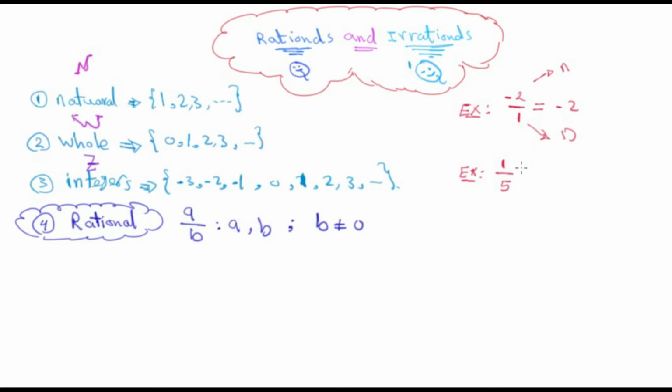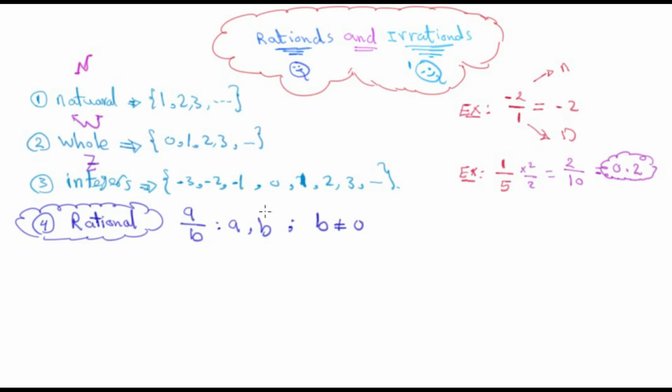But if I multiply it here up and down by 2, for example, the fraction will be 2 over 10, and this is the equivalent fraction of 1 over 5. So 2 over 10, I can write it as a decimal, like 0.2. So from this example, I can say that decimals also are rational numbers. So the set of rational numbers also contains decimals.